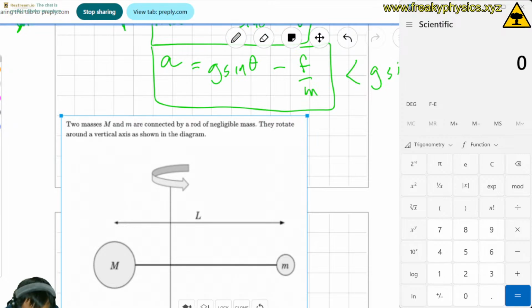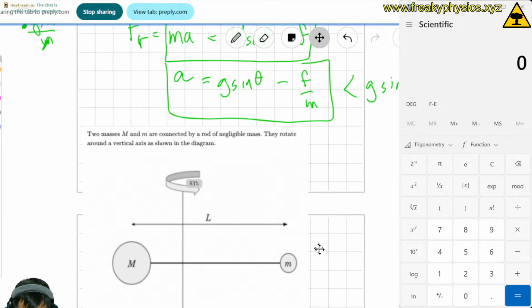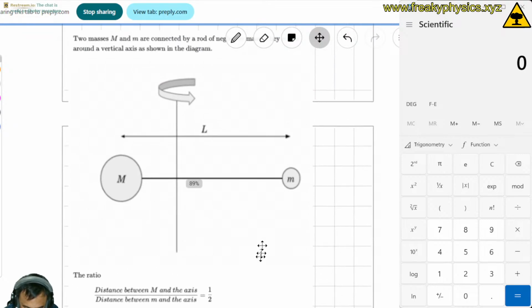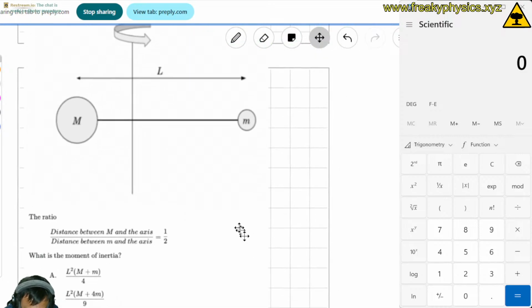Okay, let's see. They're given the ratio that the big M is what? Oh, the distance between the masses is 1 is to 2, right? So the smaller mass is twice. What is the moment of inertia? All right, this one is more straightforward.